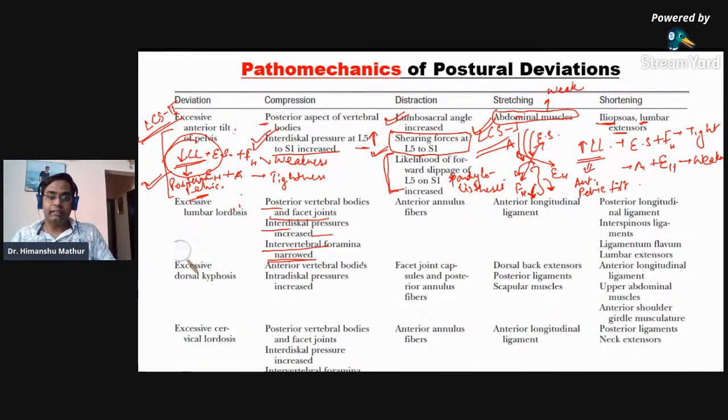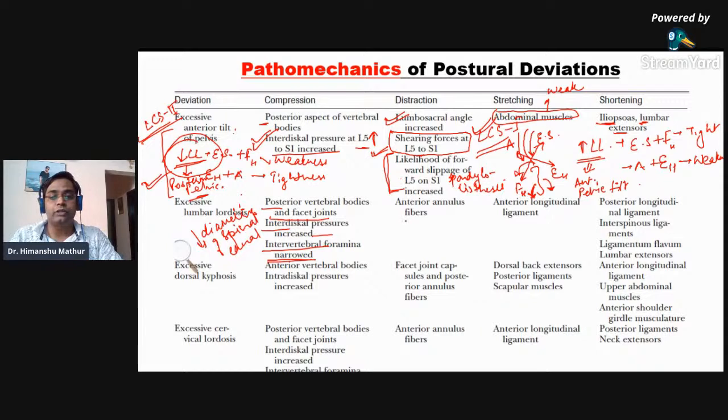Again, one important thing: there is a marked reduction in the diameter of the spinal canal also. Diameter of the spinal canal also reduces in this case. So the patient might tell you symptoms of stenosis, like intermittent claudication, which can be an important finding in such a case, right?